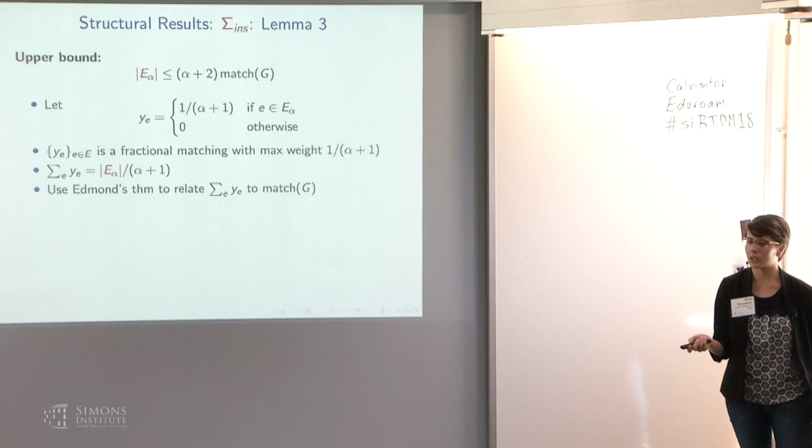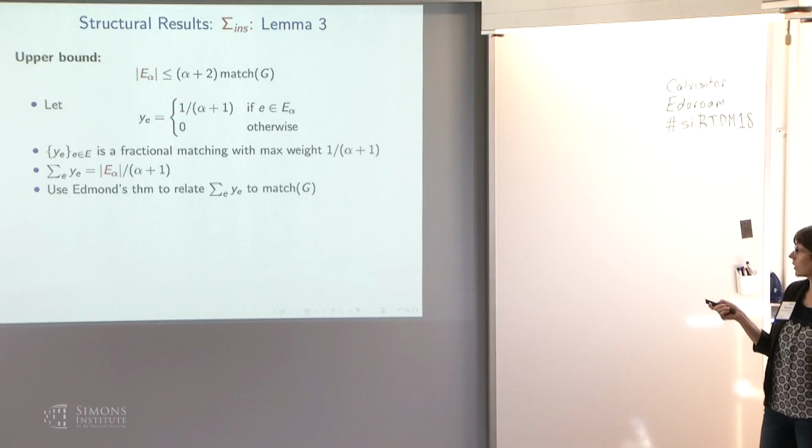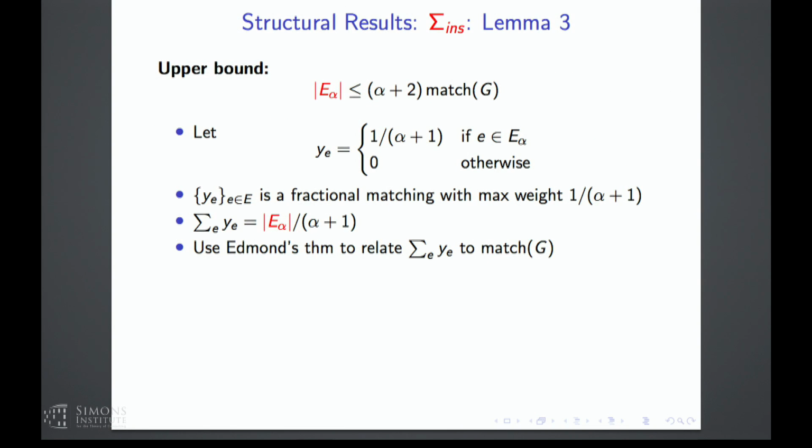And again, I'll just give you a general idea of the proof of lemma 3. For the upper bound, we define those weights y sub e, where it's 1 over alpha plus 1, if the edge is in the set E sub alpha, and 0 otherwise. So as before, we can show that this is a fractional matching with maximum weight 1 over alpha plus 1. On the one hand, the size of that matching is exactly the size of the set E sub alpha divided by alpha plus 1. And on the other hand, we can use Edmonds' theorem to relate it to the size of maximum integral matching in the graph. So that would give us this upper bound.